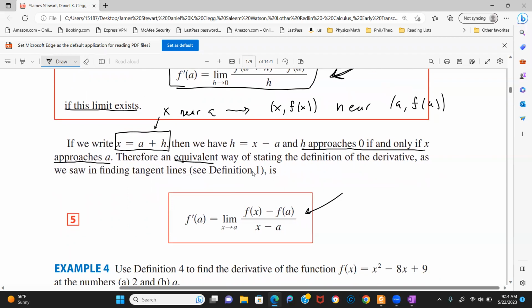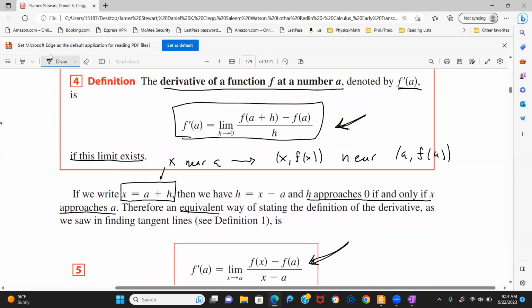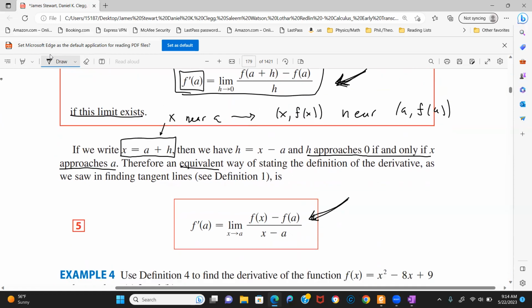The number on the right hand side of this, if it exists, is in fact the same as the number on the right hand side of this. So we can use this common notation right here. There's no ambiguity or worry about uniqueness or anything. This number on the left hand side is in fact equal to both of these limits.